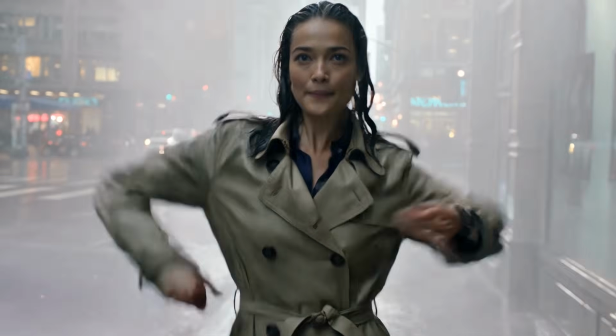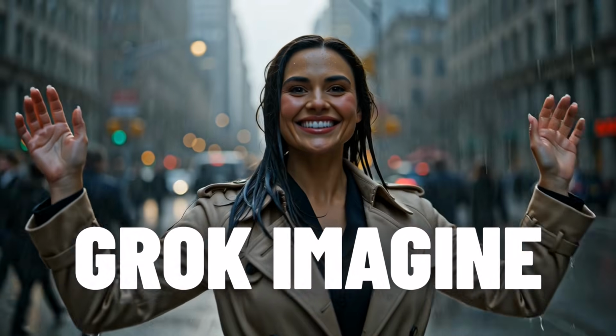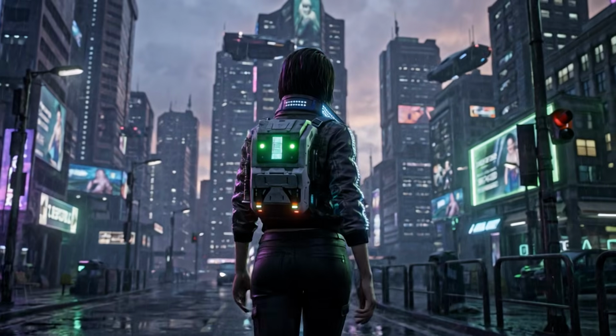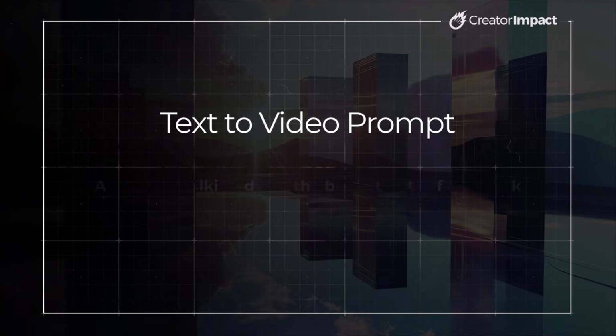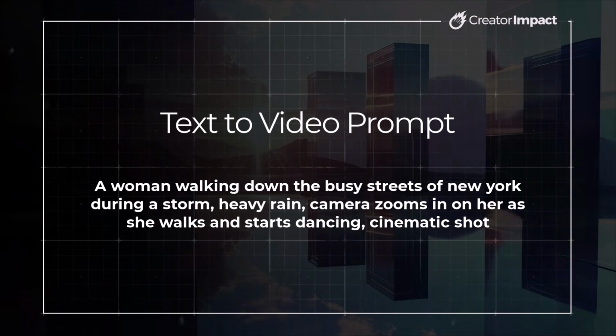This video was made with Kling 3, and this one was made with Grok Imagine. And today we're going to deep dive and compare these two AI video models and also check out some of Kling 3's awesome new features. And the first test is a simple text to video prompt of a woman in the rain. She's walking and starts to dance. Let's see what results we get.